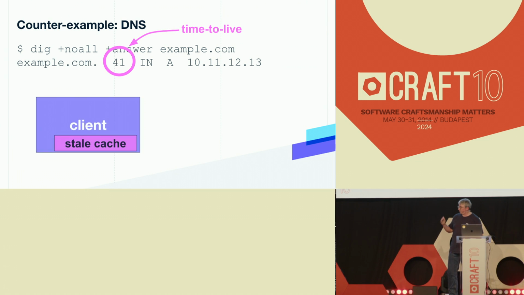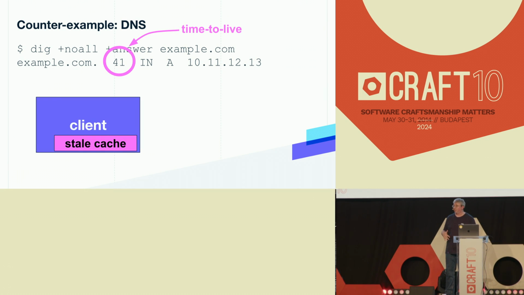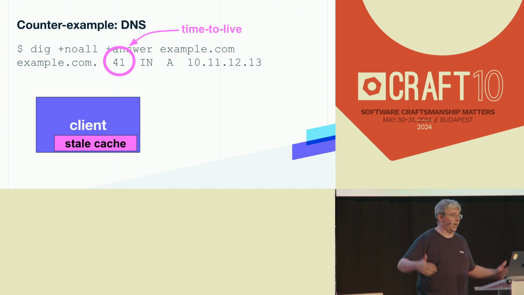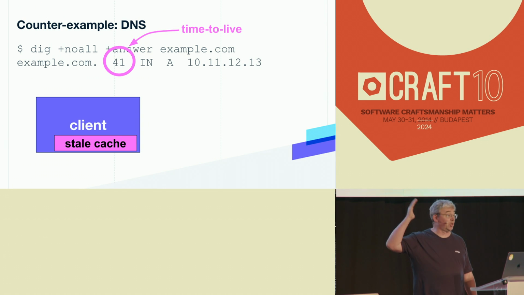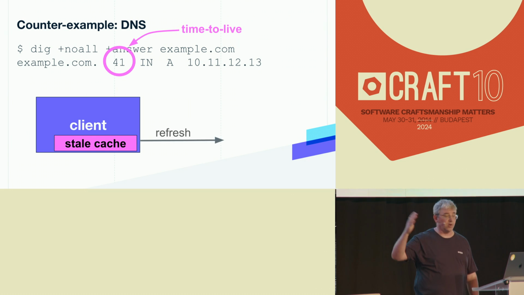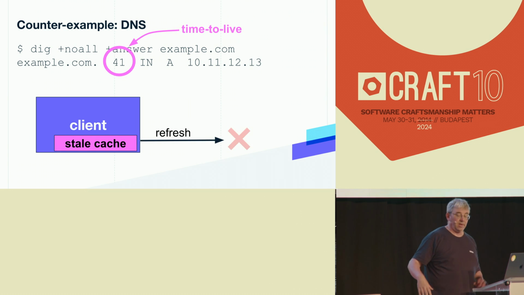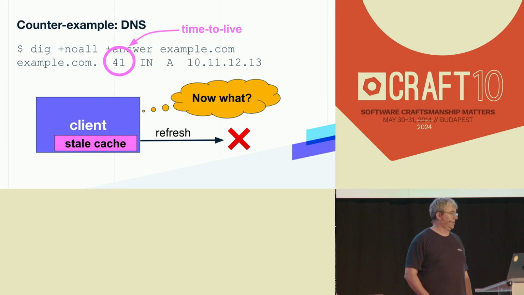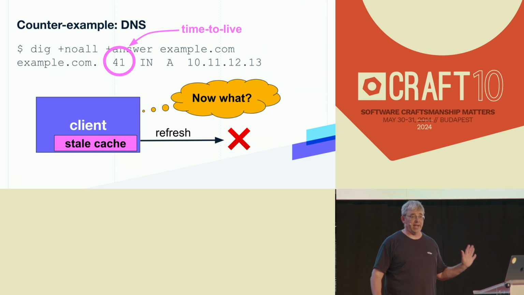OK, so the DNS protocol, right, I have a client. It has a stale cache. It knew at one point, when I looked up example.com, that the answer was 10.11.12.13. But now it's been more than 41 seconds, so the cache is stale. So it says, all right, sounds good, what am I supposed to do? I'm supposed to go look it up again from the DNS server. So I go and make my request to look that up again. But now I have a network error, or the DNS server times out. OK, so now what? Now, the DNS protocol, you get an error.